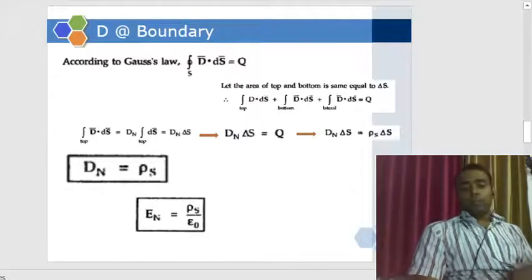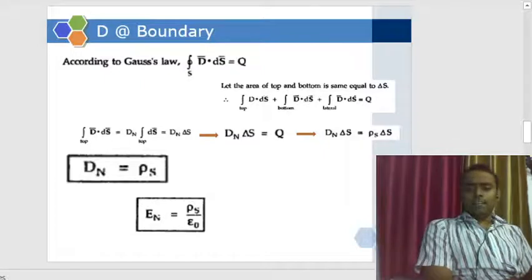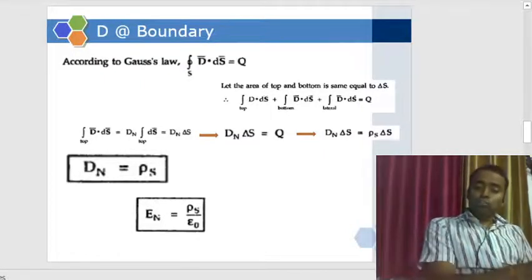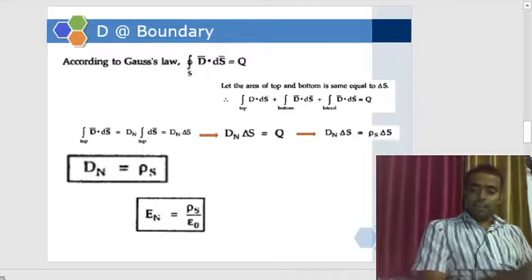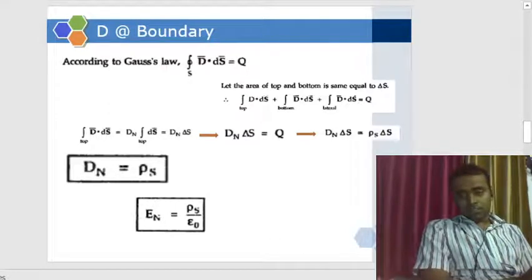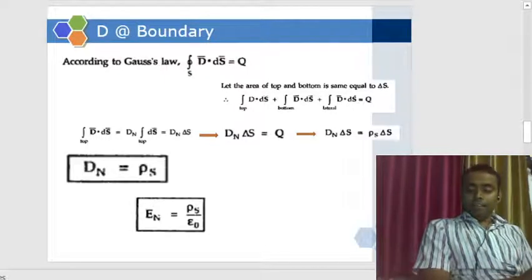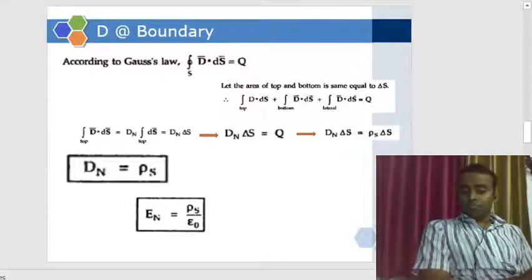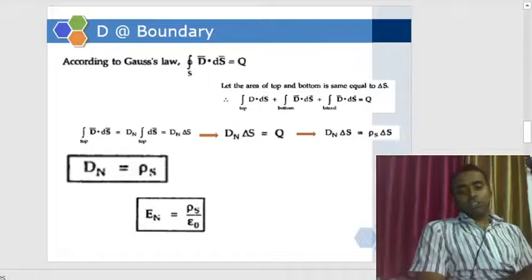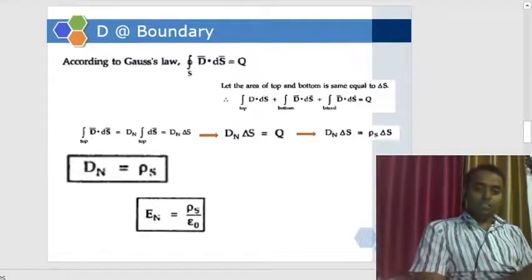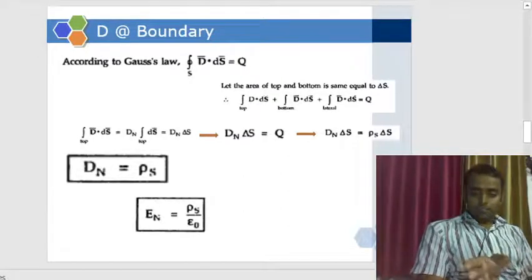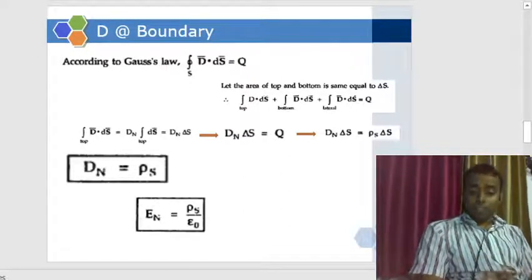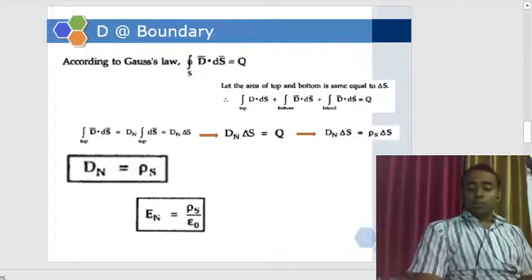So what will be the total surface? Let's say it is del S, and we can write Q also in terms of del S, that is surface charge density rho S into del S. So del S will cancel out, and we get the normal component of flux density is equal to the surface charge density. From this, of course, D is equal to epsilon naught E, so the normal component of E will become rho S upon epsilon naught, that is surface charge density upon absolute permittivity.